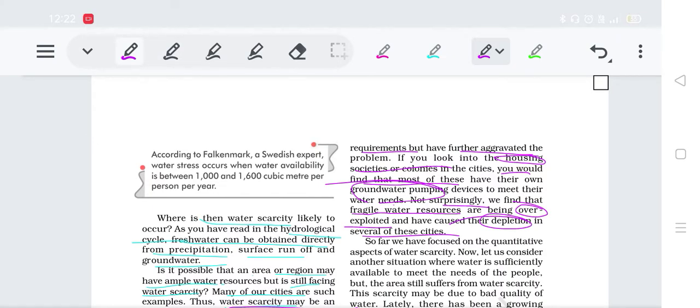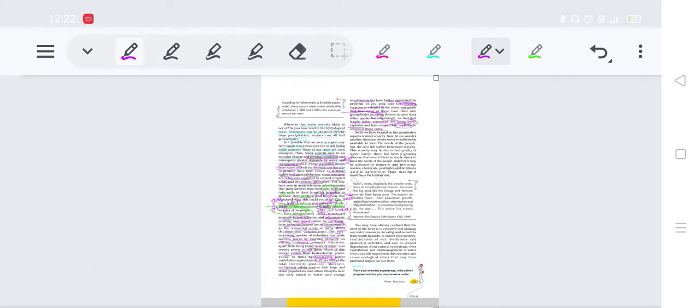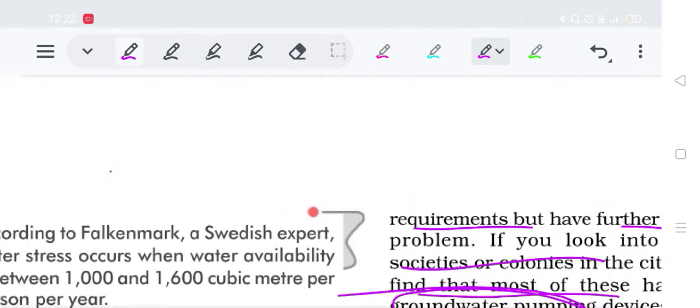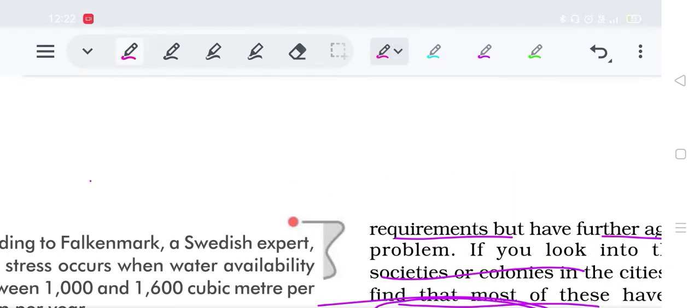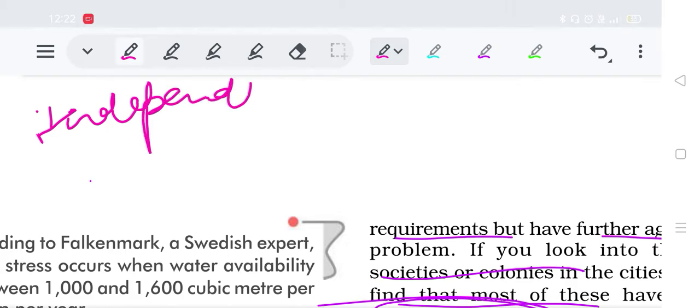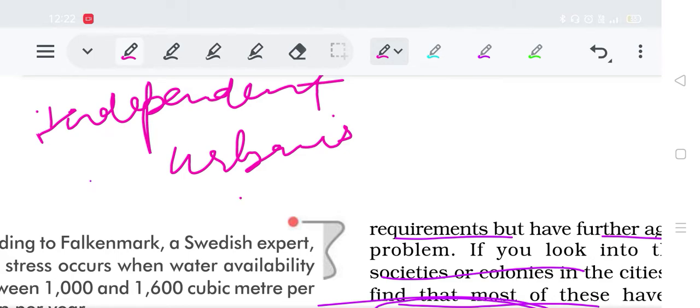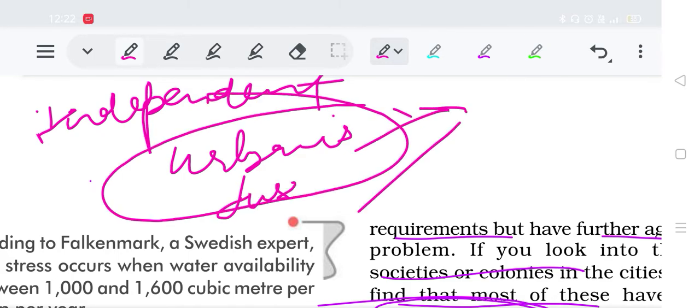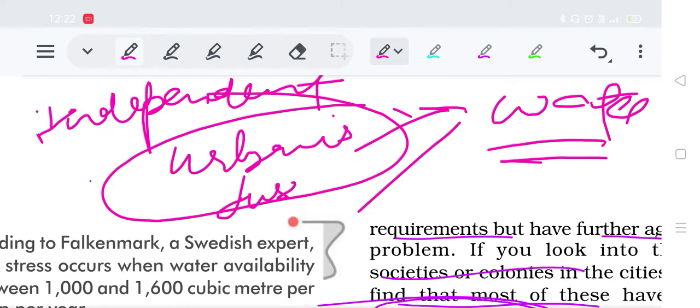So, in this paragraph, what they're telling is, first they told us about the farmers, how they are overusing. Now, after India became independent, we have had huge urbanization and industrialization. So, because of this, we needed more water. When we have more water requirements for industries, obviously we need more water.